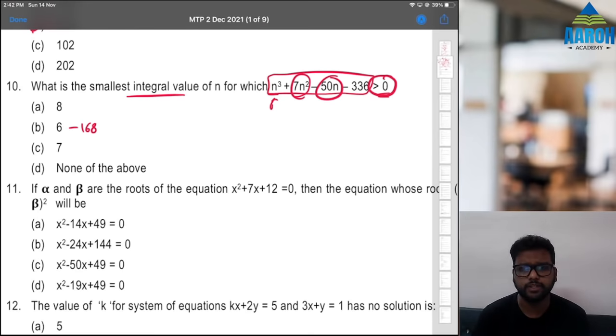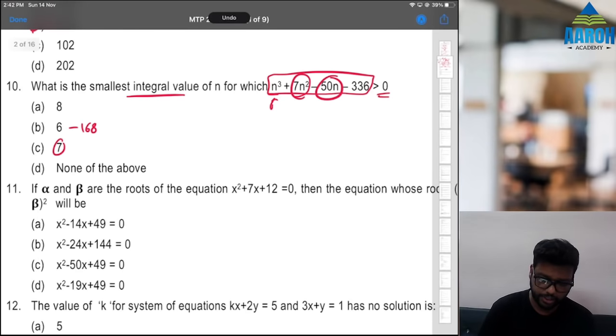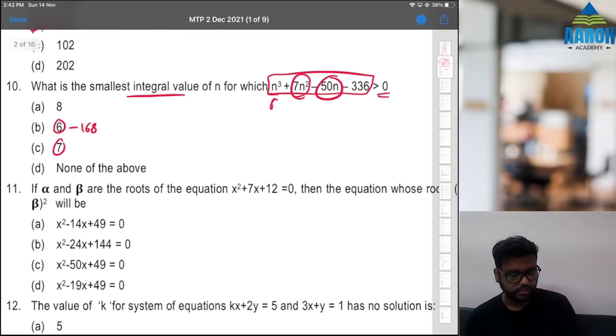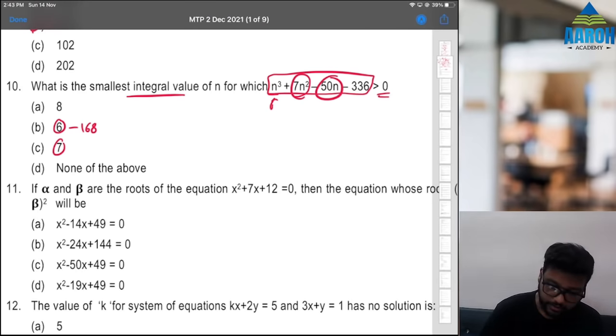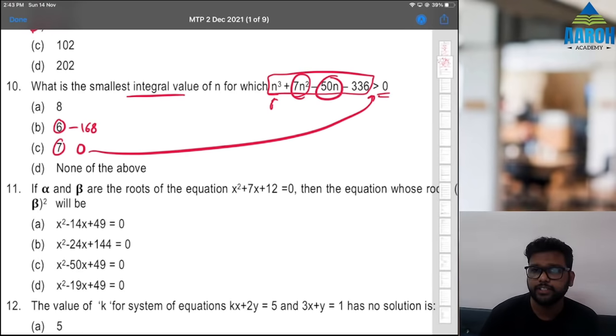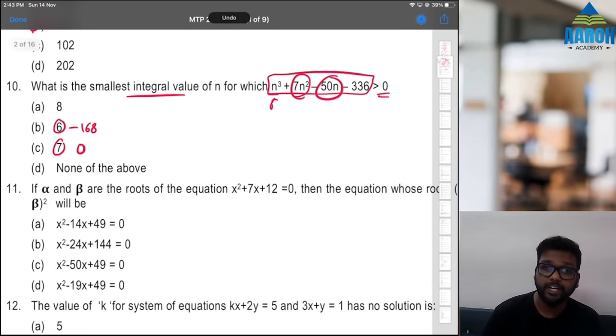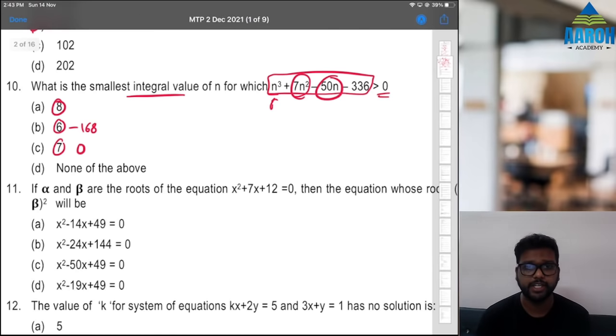That is not greater than 0, so that is not our answer. Let's try 7. 7 cube m plus 7 into 7 square, 49 m plus 50 into 7 m minus 336 m minus. That gives us 0. That means still it is not greater than 0, right? We want greater than 0.